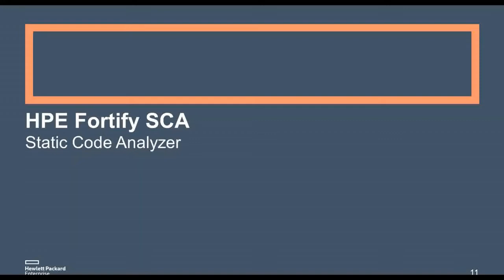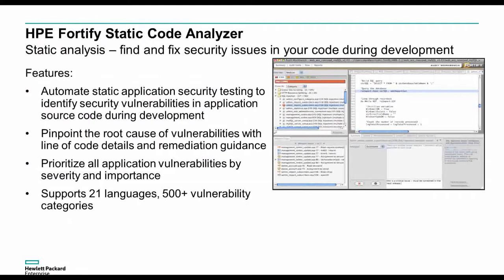So let's talk a little about Static Code Analyzer. Again, this is typically used in the development phase. It's able to scan your code and pinpoint what those issues are, vulnerabilities, things like that. It will prioritize your critical versus your non-critical issues with your code. It supports 21 languages, and there are 500-plus categories of those types of things.